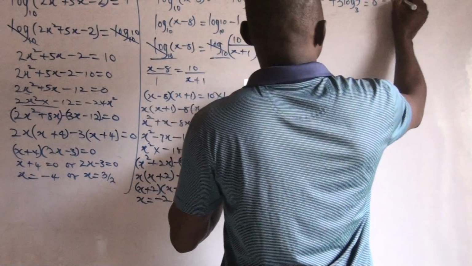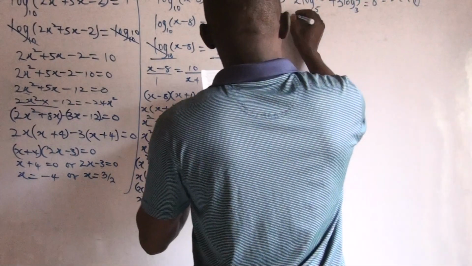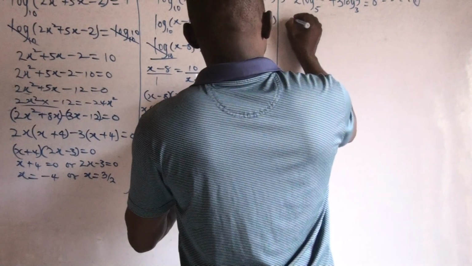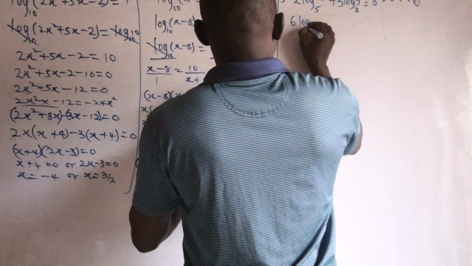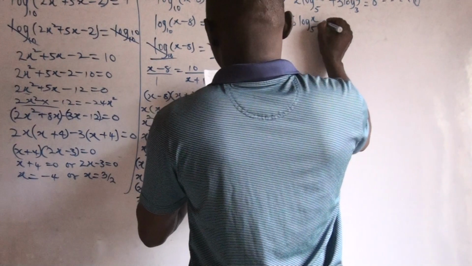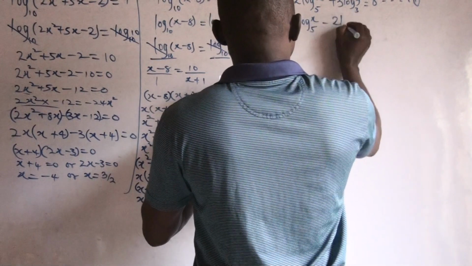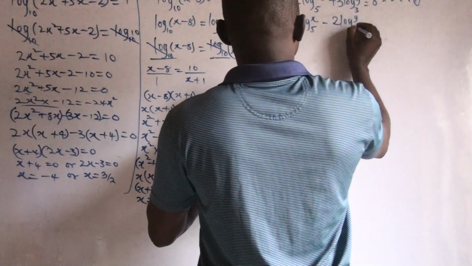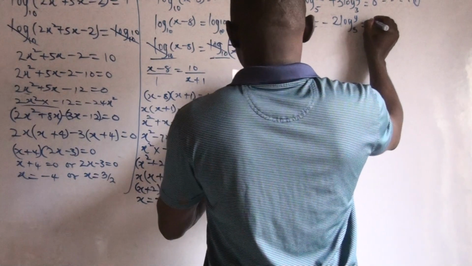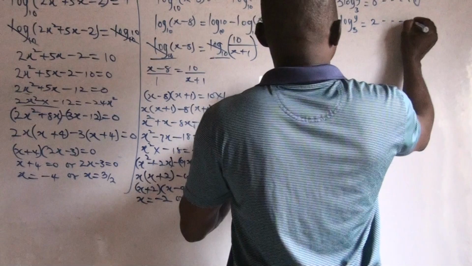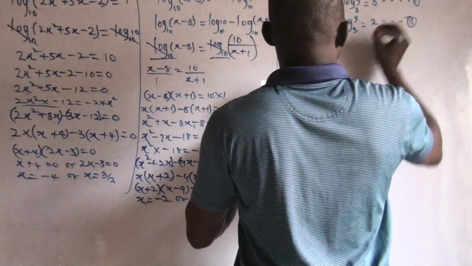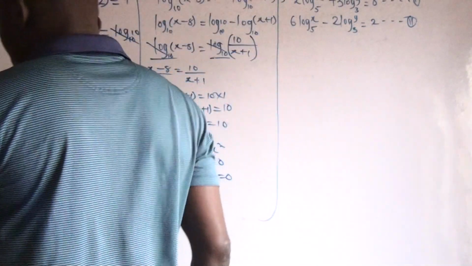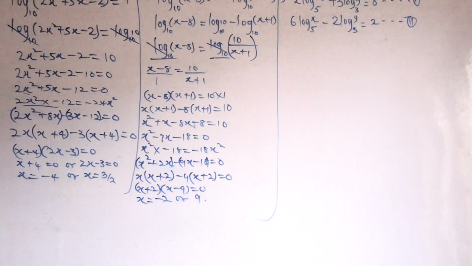That is one equation, equation 1. Then we also have a second equation, 6 log x base 5 minus 2 log y base 3 is equal to equation 2 here. So we are asked to resolve these equations. What we need to do here, we must be careful, and there are two ways we can do it.